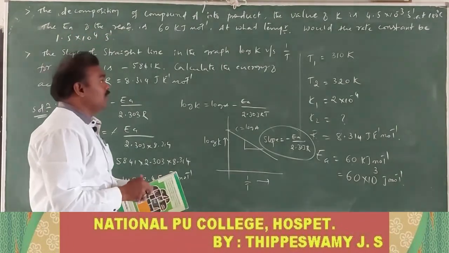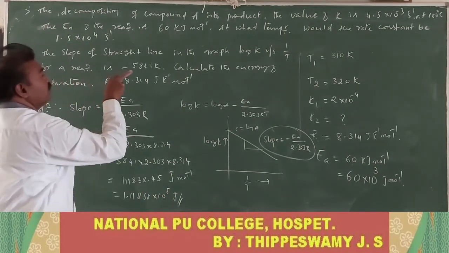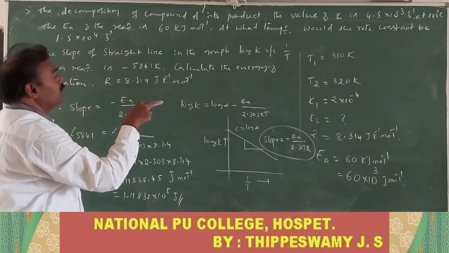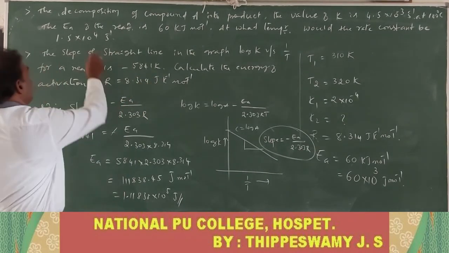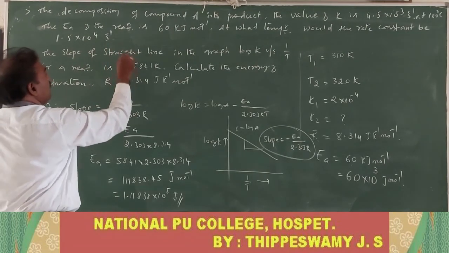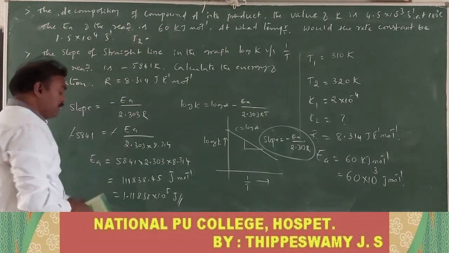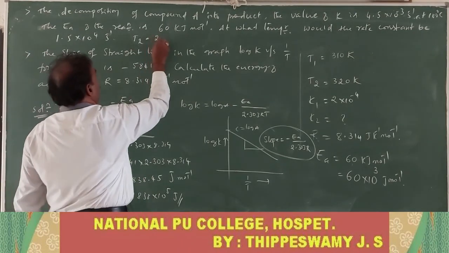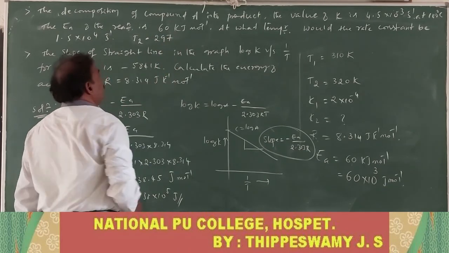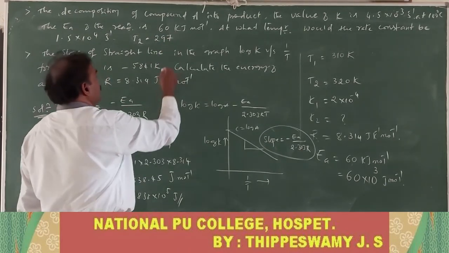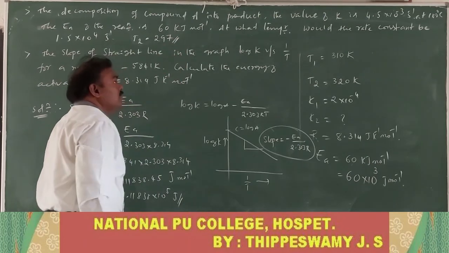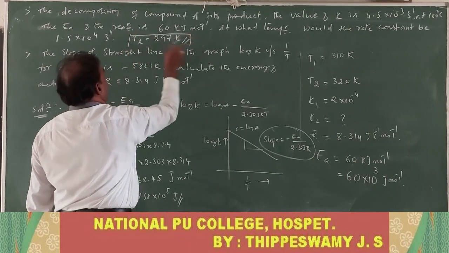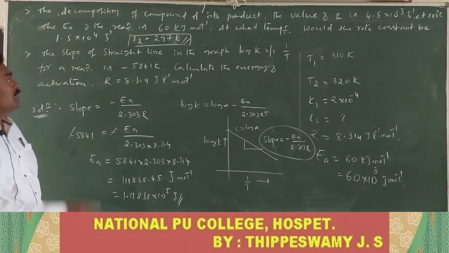So you just have to solve this one. Here the rate constant at 100 degree Celsius is given, 4.5 into 10 to the power minus 3. That is the lower rate constant, and the other is the higher rate constant. Now you have to find T2. I am giving you the answer: the value of T2 is equal to 297 Kelvin. This is what you have to find. You solve this one, the T2 value.